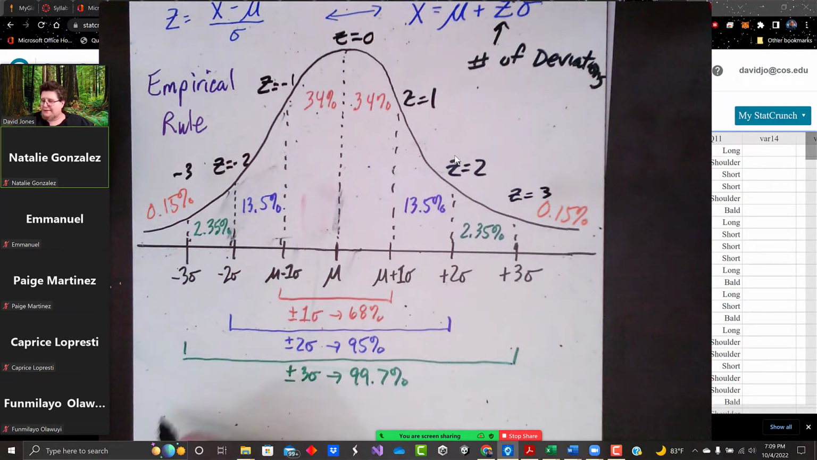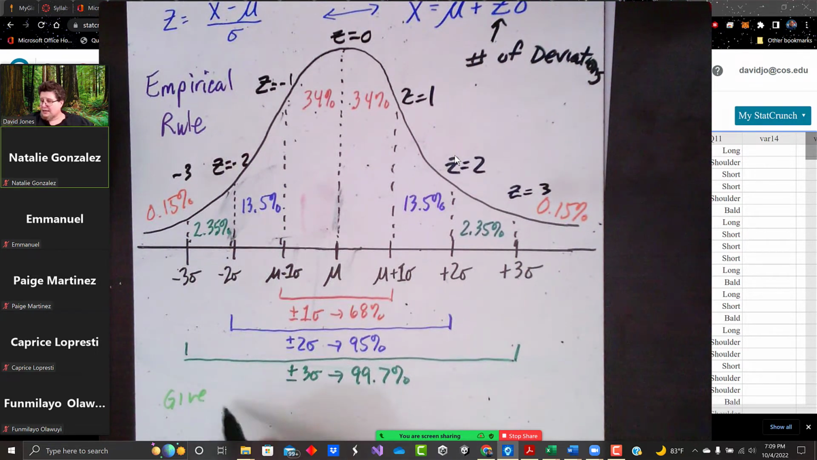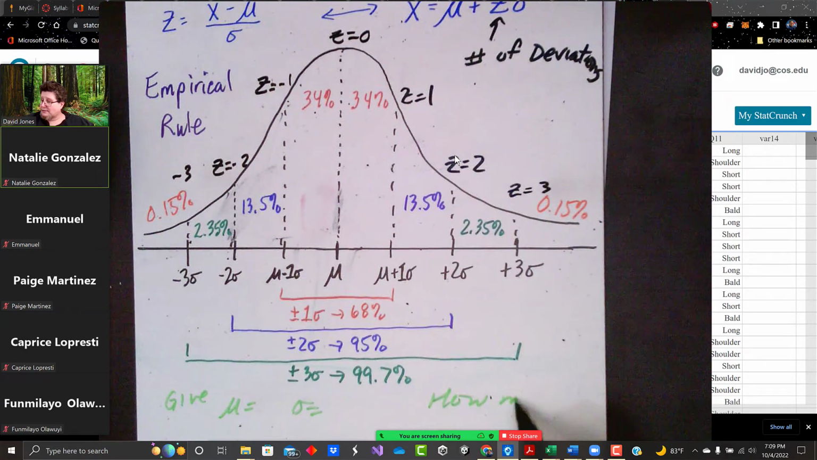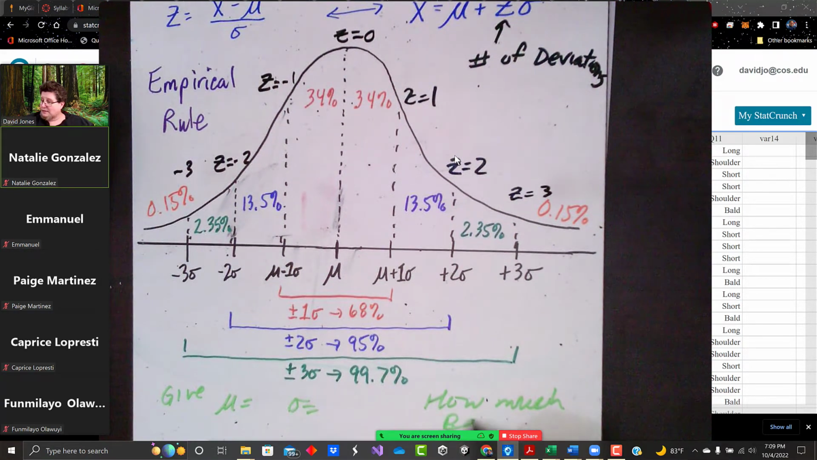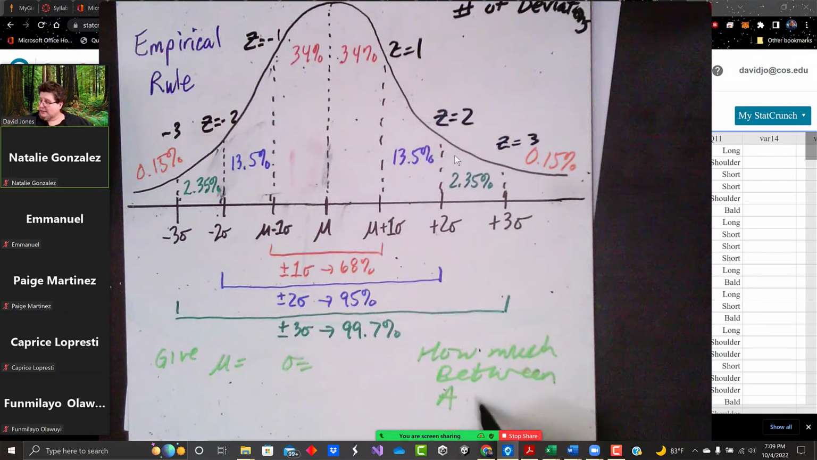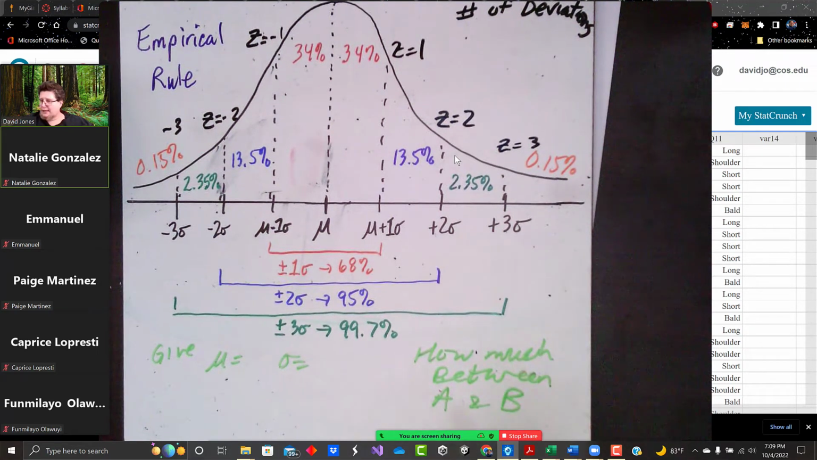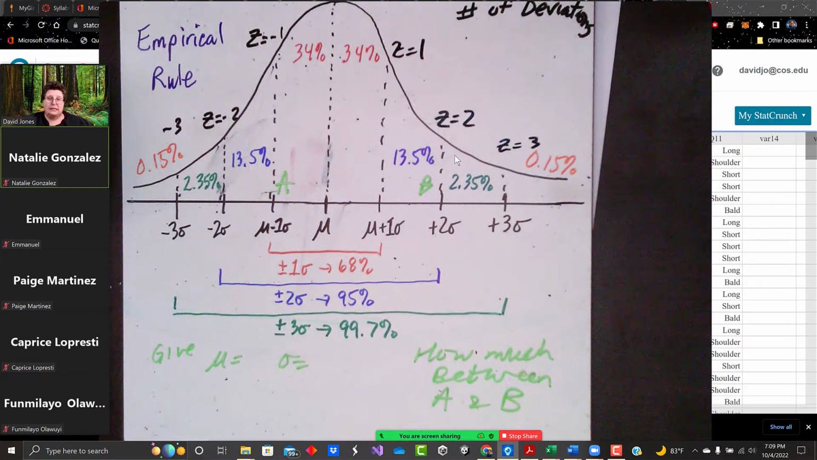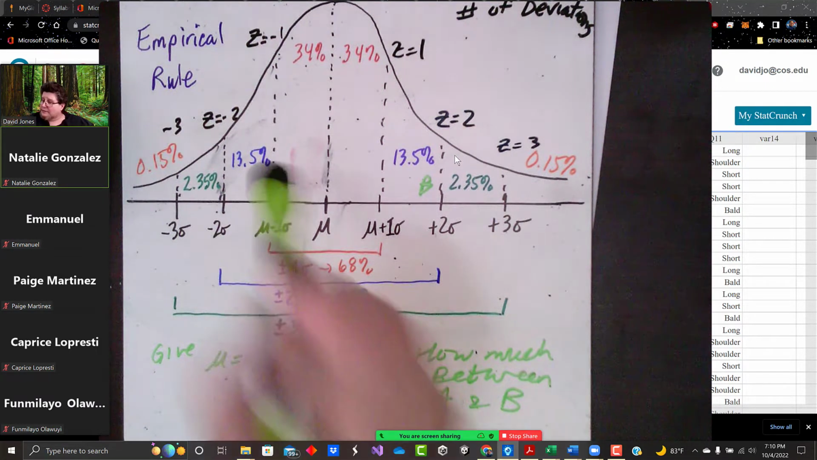A lot of problems had you figure out where these numbers were. They would give the mean and standard deviation and ask how much is between A and B. And so A might be here and B might be over here. And so you have to kind of do that by hand.